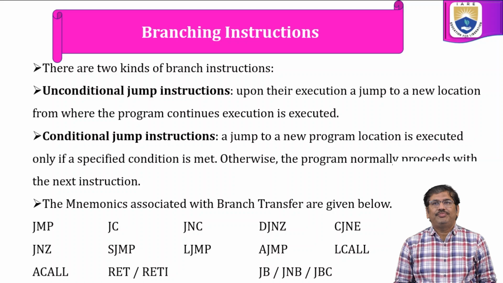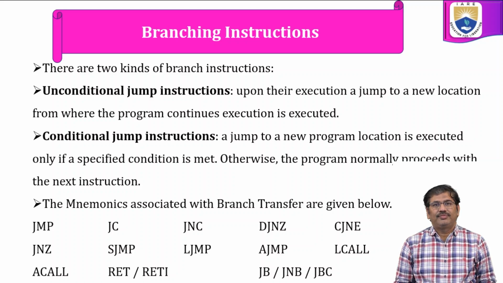In unconditional jump instructions, upon execution, a jump to a new location is made, from where the program continues execution. In a conditional jump instruction, a jump to a new program location is executed only if a specified condition is met. Otherwise, the program normally proceeds with the next instruction. The mnemonics associated with branch transfer instructions are given below.